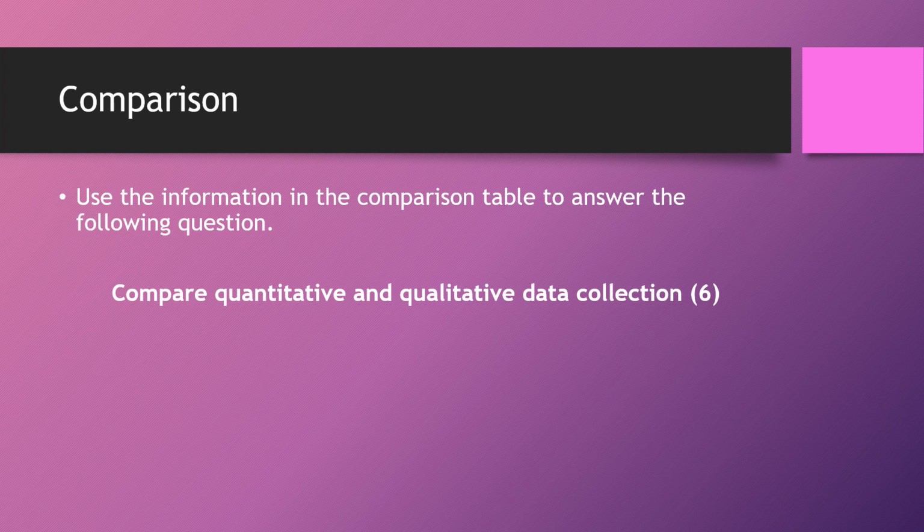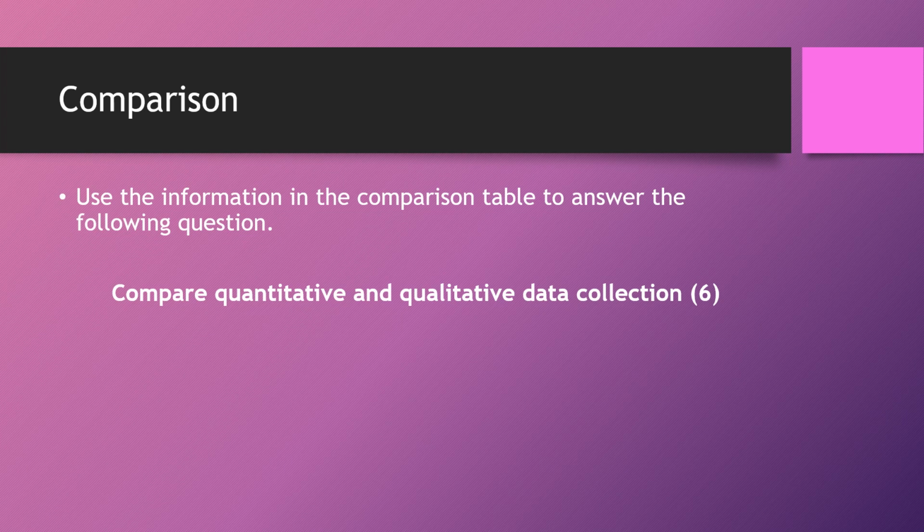So on page 71, you've got your quant and qual, and you've got comparisons between the two. So you've got comparisons based on the purpose, approach, use of hypothesis, research setting, sampling, design and method, data collection strategy, data analysis and data interpretation. And you've got some information about qualitative and quantitative methods within that. What I would like you to do, using the space on page 72, is see if you can answer the compare question. So compare quantitative and qualitative data collection. So this is 6 marks.